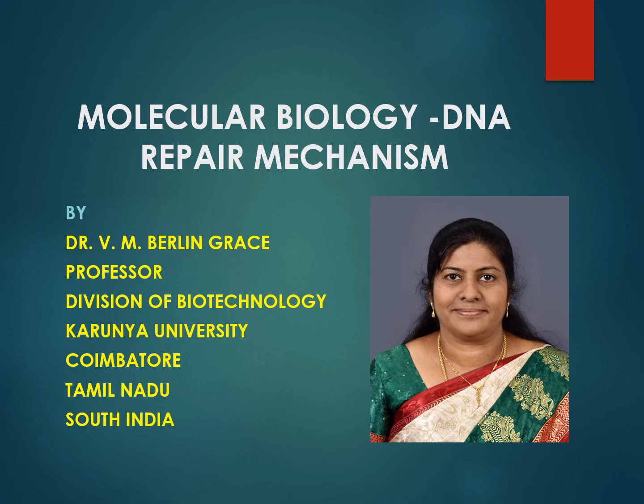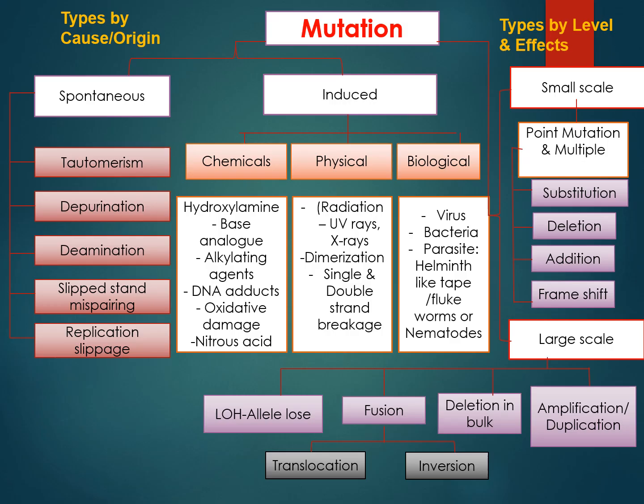I would like to explain the mechanism of DNA repair in molecular biology. Before going into the repair mechanism, let us see the overview about the types of mutation that happen in a cell. This can be categorized based on the cause or origin: it is spontaneous or induced. Induced mutation normally happens due to tautomerism, depurination, deamination, slip strand mispairing, or replication slippage. This mutation also can be caused by chemical, physical, and biological agents, as mentioned in this slide.